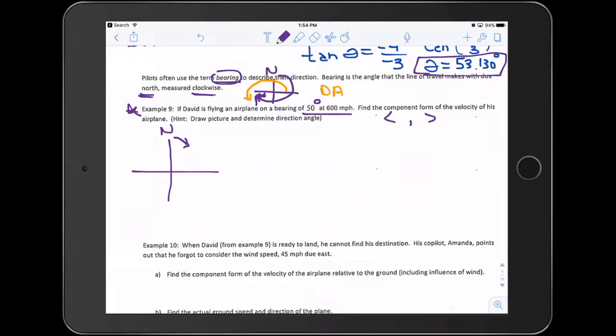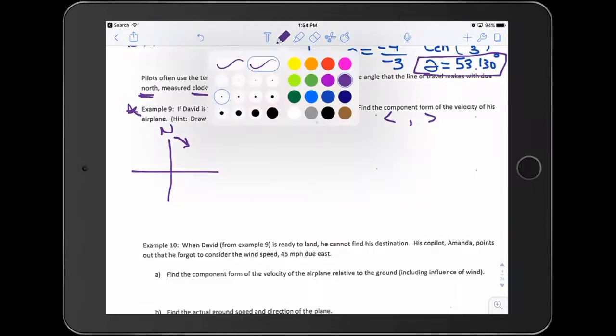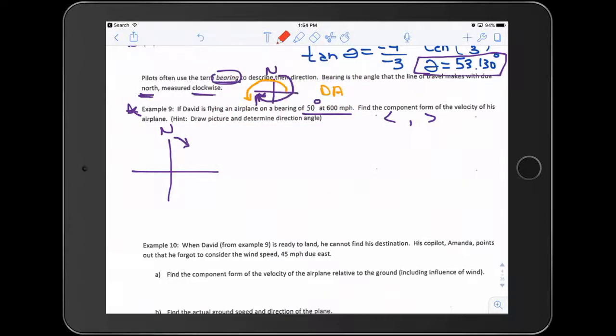And so he is, and I'm going to change colors just so you can see it a little bit better. So he is doing this kind of vector right here. So this is 50 degrees in here, that's his bearing. So we need the direction angle. When we use the formula, you need the direction angle. And in this case, the direction angle is 40 degrees because that's what's in here.